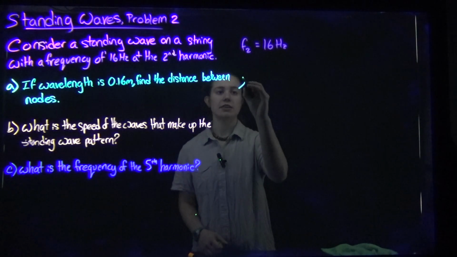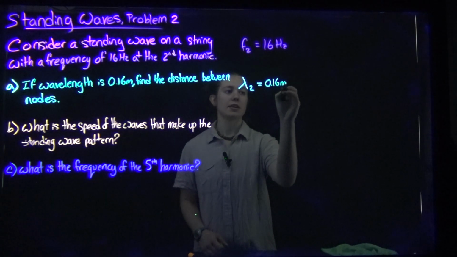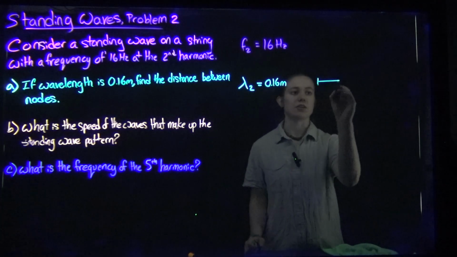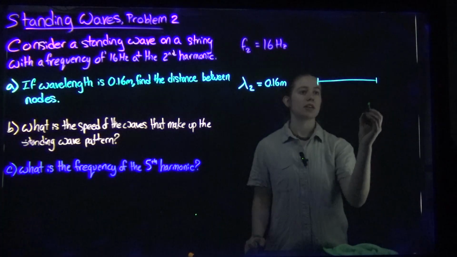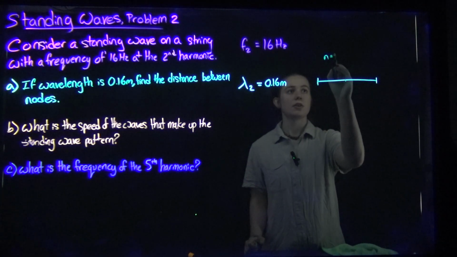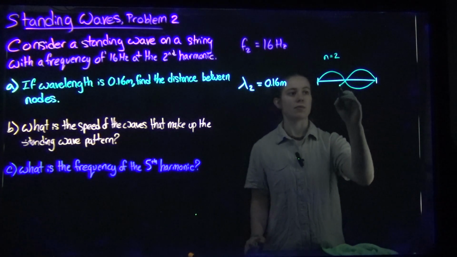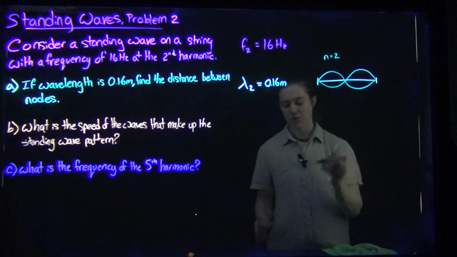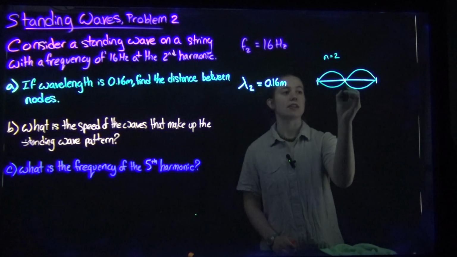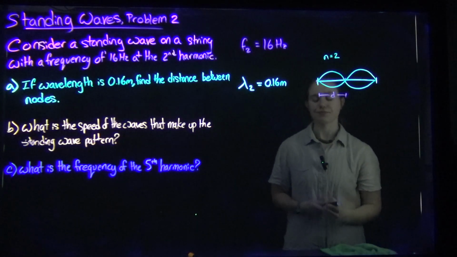So here they're giving us lambda 2 is 0.16 meters, and we want to find the distance between nodes on the string. So we can draw the string, and it's our second harmonic, so n equals 2, so we're going to have 2 antinodes. And we want the distance between nodes, which is here to here. I'm going to call that D.